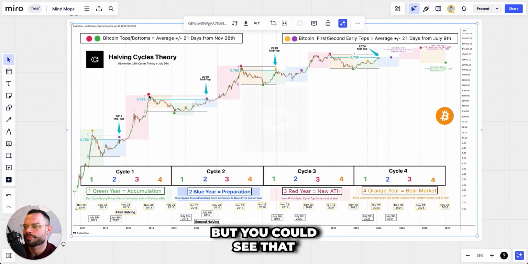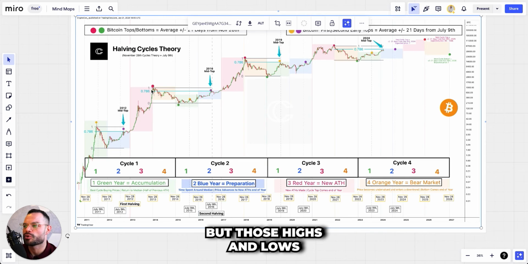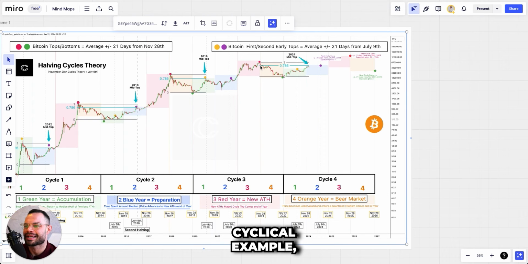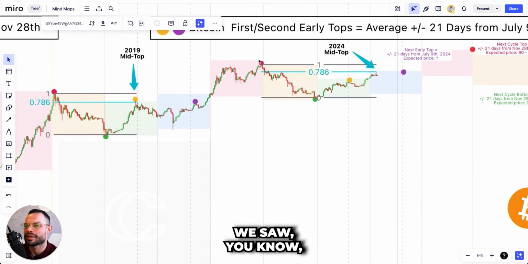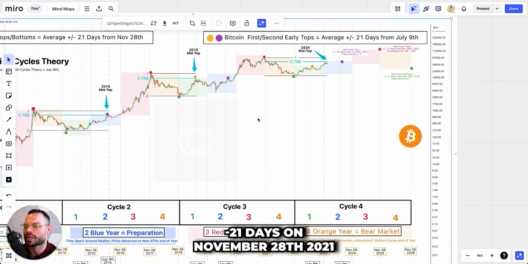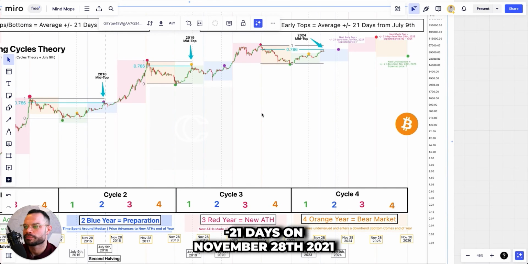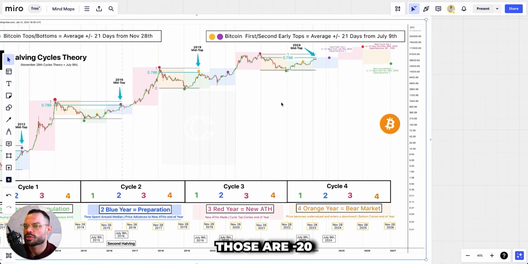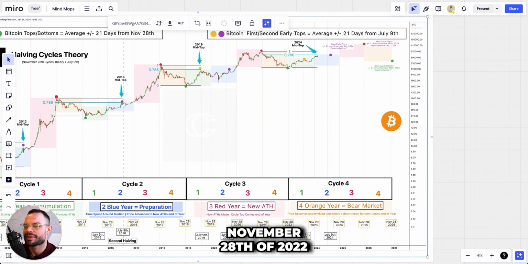But you can see that the red and green dots here represent the cycle high and the cycle low in terms of price action, and those highs and lows tend to happen within plus or minus 21 days from the specific date of November 28th. So just looking at the most recent cycle as an example, we saw a market top within plus or minus 21 days from November 28th, 2021. And then we saw the market bottom out plus or minus 21 days from November 28th of 2022.